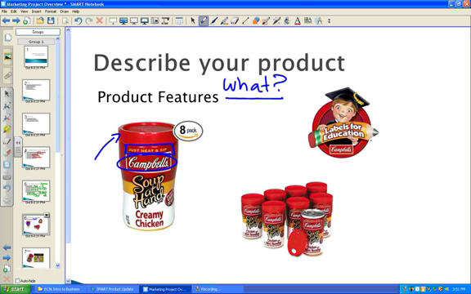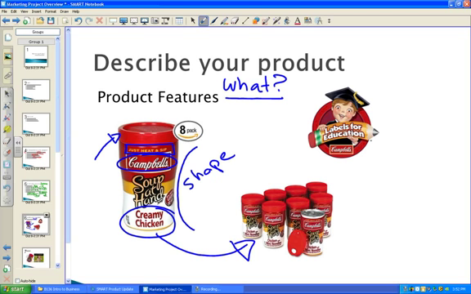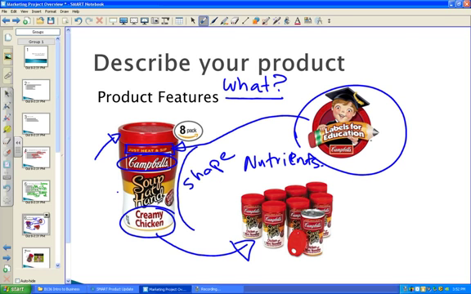There's a lid that is spill-proof. It's contoured for the shape of your hand. These are all great descriptions of the feature. You might talk about the variety of flavors that are available. You might talk about the nutrients. You can certainly talk about the fact that Campbell's Soup at Hand supports schools.